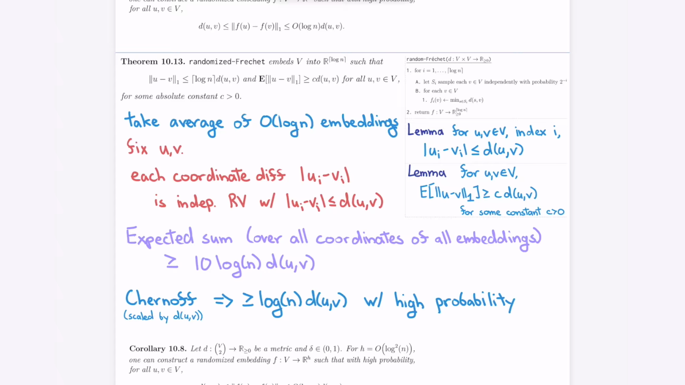Okay, so it matters that every individual coordinate that's feeding into this sum is bounded above by the true distance, because Chernoff doesn't work if the variables are unbounded. It only works when it's sums of independent small things.